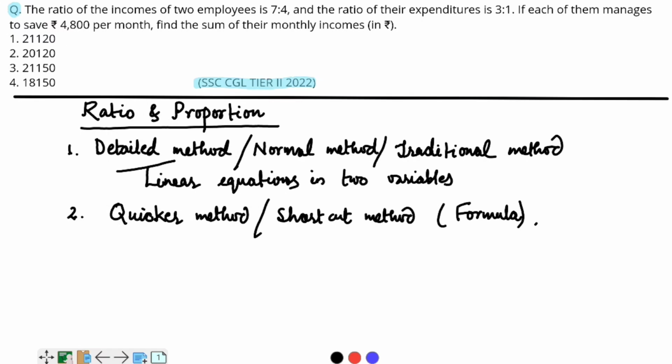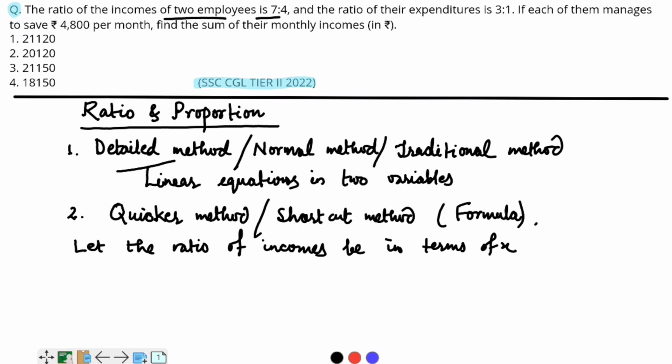So the question says the ratio of the incomes of two employees is 7 is to 4. So let the ratio of incomes be in terms of x, so that the incomes are 7x and 4x.